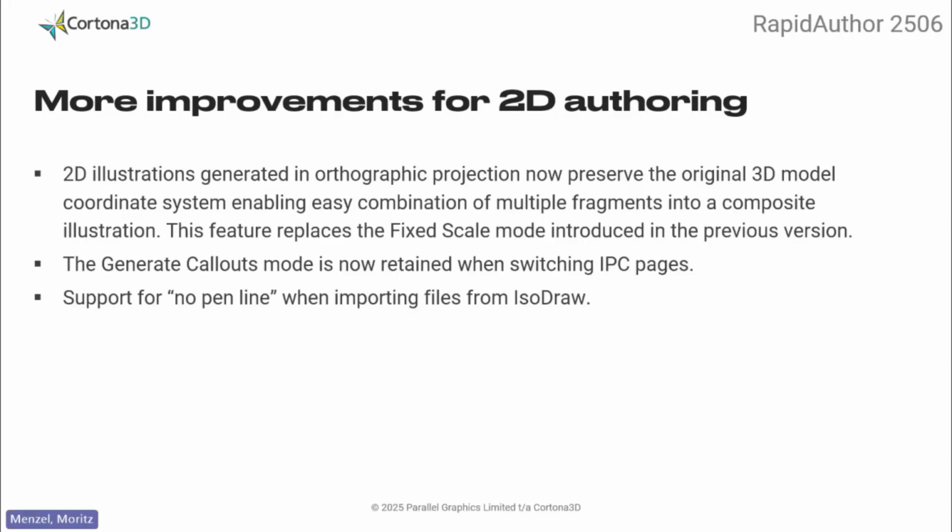Of course, we have more 2D authoring improvements for you. Here are a couple of more examples. If you generate a 2D illustration in orthographic projection, the original 3D model coordinates are now preserved. This makes it easier to combine multiple fragments into one composite illustration. This feature replaces the fixed scale mode introduced in the previous version.